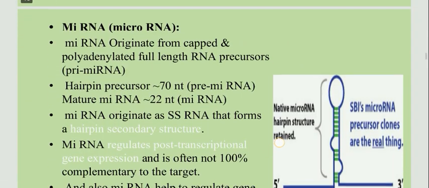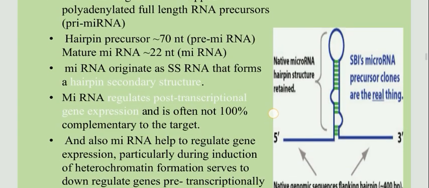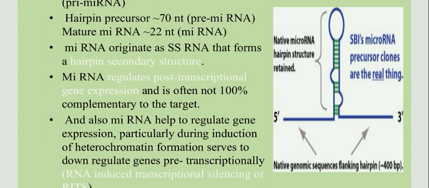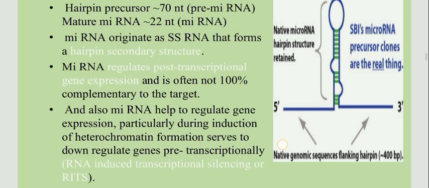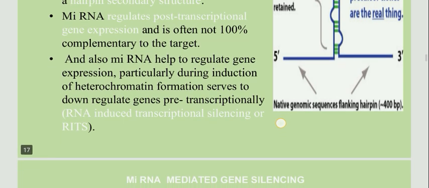miRNA originates from capped and polyadenylated full-length RNA precursors, pre-miRNA, hairpin precursors, then mature miRNA. miRNA originates as ssRNA that forms a hairpin secondary structure. miRNA regulates post-transcriptional gene expression and is often not 100% complementary to the target. miRNA also helps to regulate gene expression, particularly during induction of heterochromatin formation.